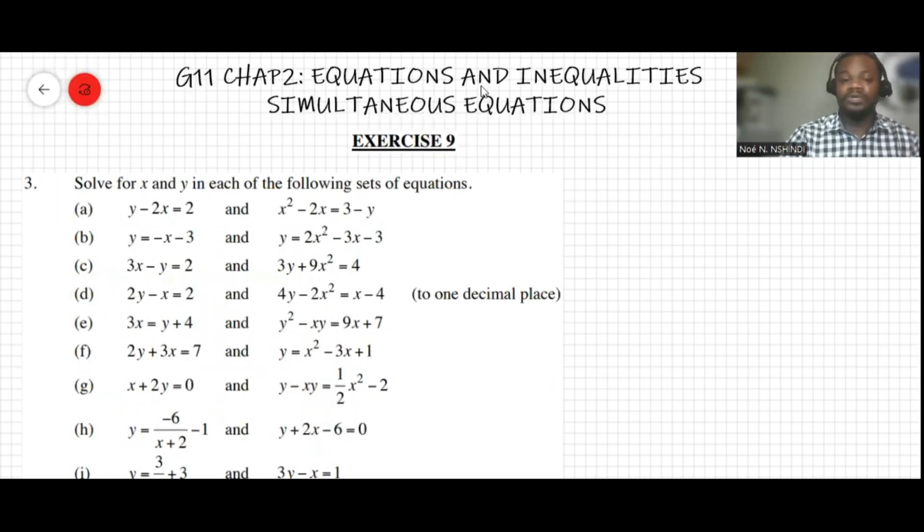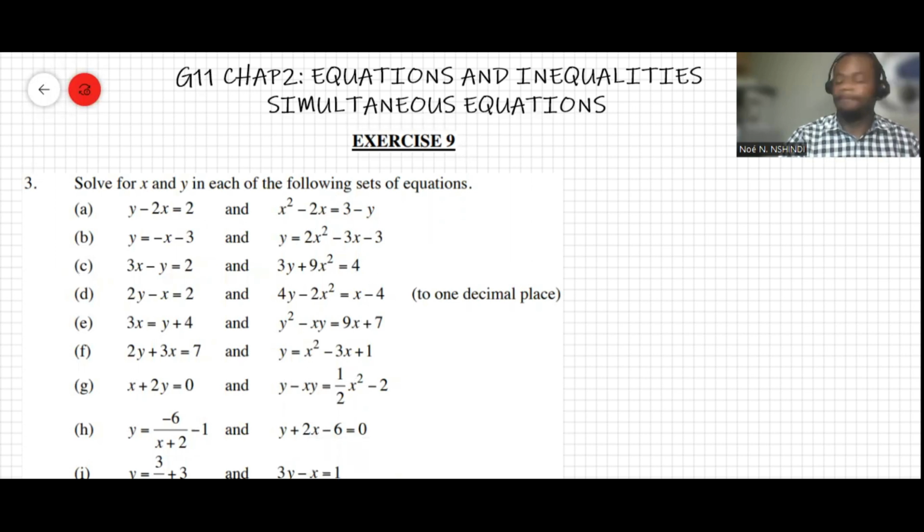Now we're still doing simultaneous equations. Exercise 9. Then do question 3. Let's start with A. Over here, the question is solve for x and y in each of the following sets of equations. This is equation 1 and equation 2. I prefer to keep them in that order. So whatever is on the left hand side, I will consider them as equations 1, and on the right hand side are equations 2.